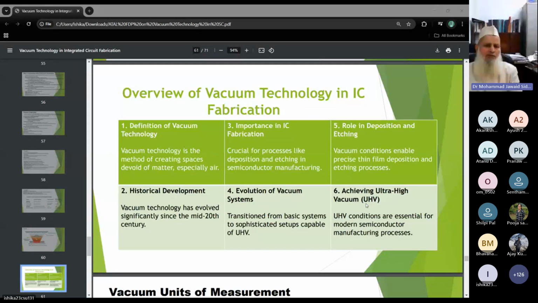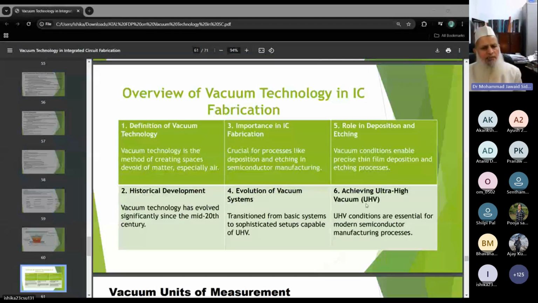Now we are coming to vacuum technology in IC fabrication. Briefly, we will discuss it. You may have learned about vacuums in previous lectures, but briefly we will discuss how this vacuum is created inside the chamber, and the definition of vacuum, from atmospheric pressure to low pressure and to high vacuum. Vacuum technology is the method of creating spaces devoid of matter, especially air, inside the chamber.